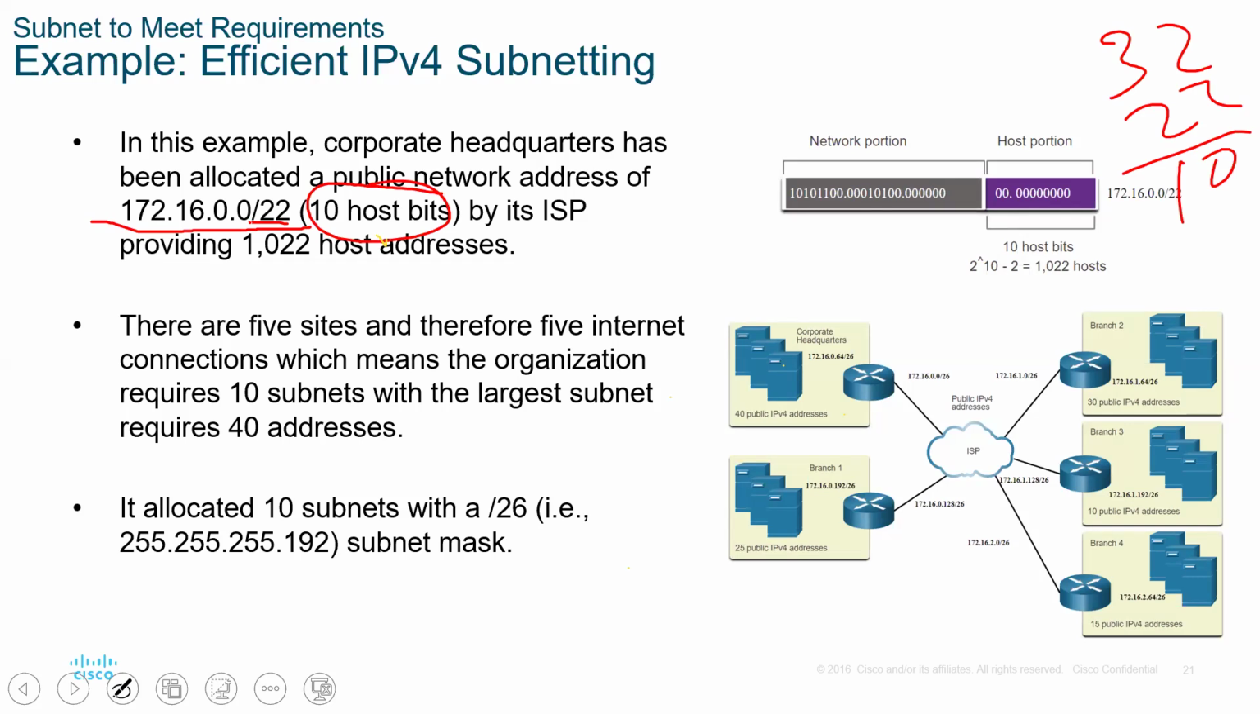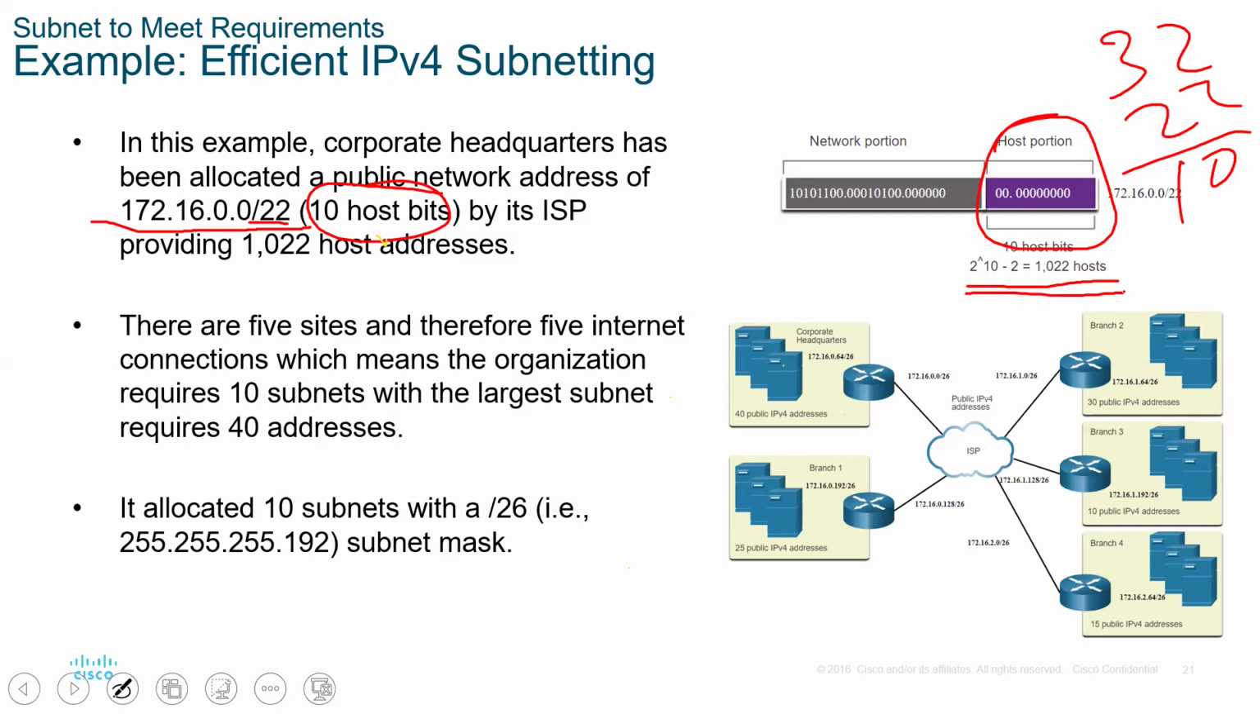So if you have 10 bits as 0, look at it here, the network portion, 10 bits. How many hosts can you have? You just do 2 raised to power of 10 minus 2, which will give you 1022 hosts. Because you do 1024 minus 2, which is minus the network address and the broadcast address, you will get 1022. Okay, so that is what you will get.